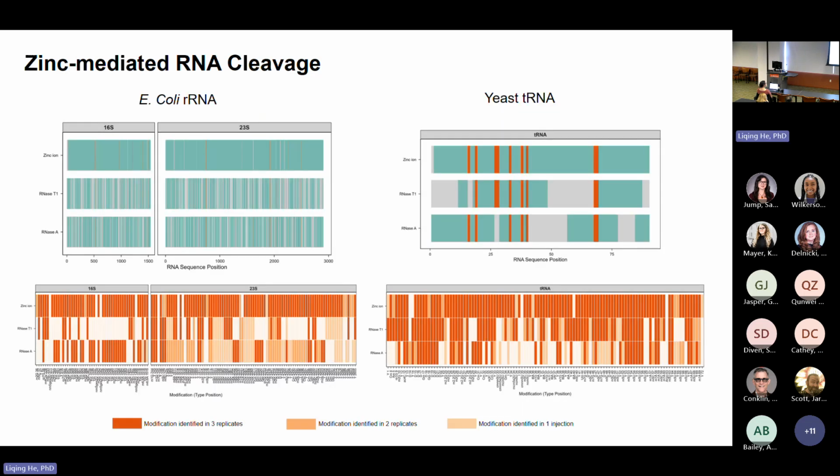And for the sequence coverage, zinc digest can increase the sequence coverage for both large RNA and small RNA, up to 96%. And for RNase T and T1, it's about 54, 56%. And you can see this green background. This is the missed information for this sequence. For the modification identification, it's the same. In zinc digest, most of the modifications were identified in all 3 analyses. But for RNase T and T1 digests, many of the modifications were only identified in 1 or 2 analyses.